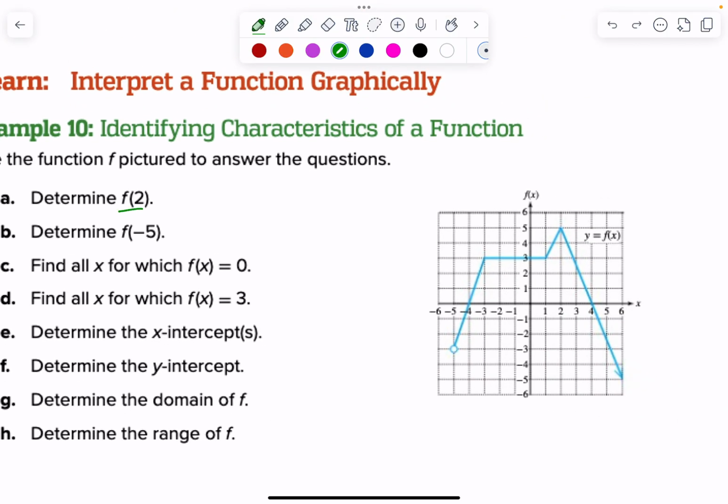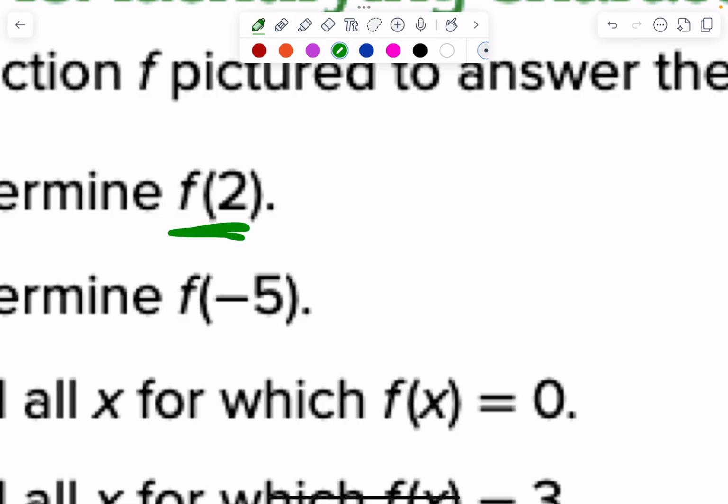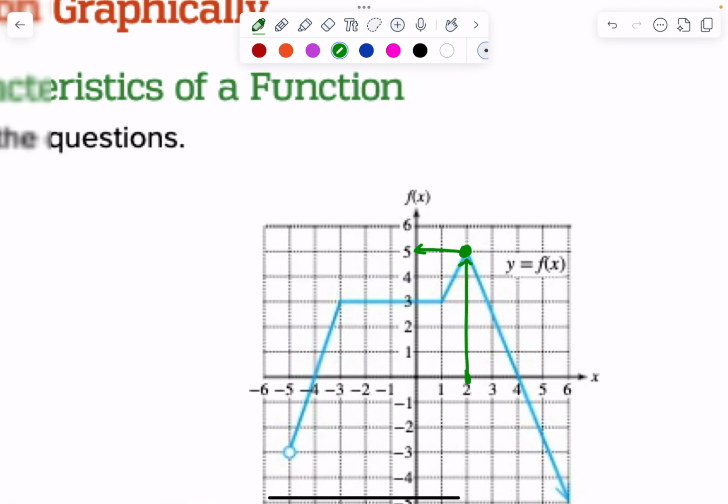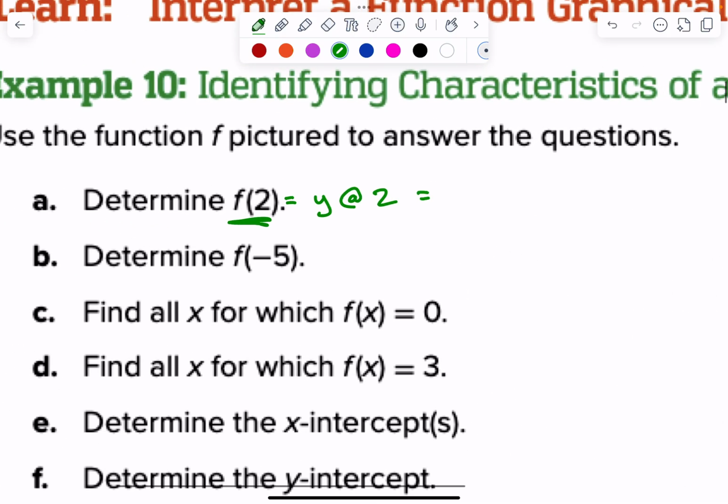It says determine f of 2, okay? Well, f of 2 means the y coordinate at 2. What is the y value when the x value is 2? What is y when x is 2? So 2 on the x-axis is here. What is the y value? 5. This is 2 comma 5. So f of 2 equals 5.